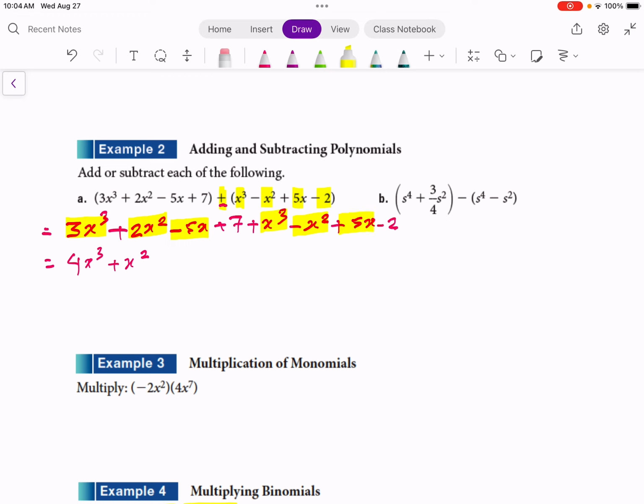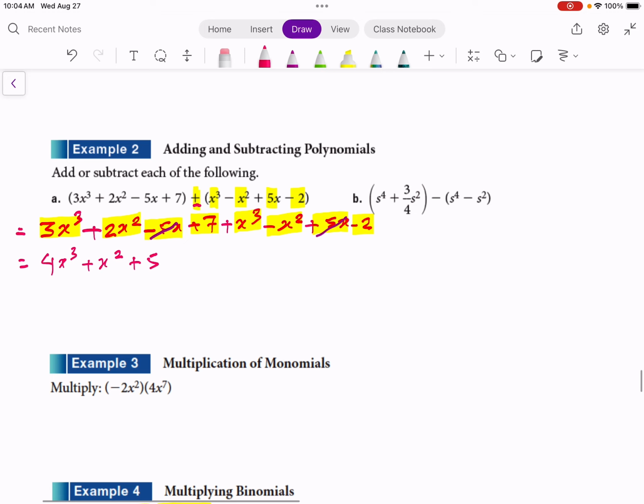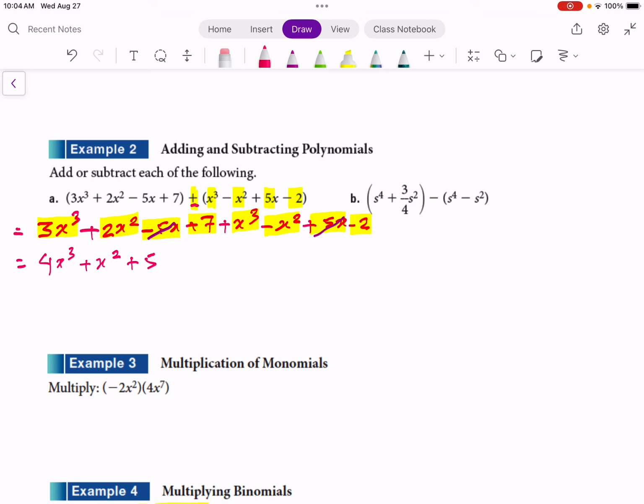The next like terms, we have negative 5x and positive 5x. These two are like terms. And what is negative 5x plus 5x? 0, right? So it cancels out, so that's 0. Next we have a constant, so positive 7 and minus 2, these two are like terms. 7 minus 2 is 5, positive 5. So this is our final answer. In a similar way, let's find the difference.